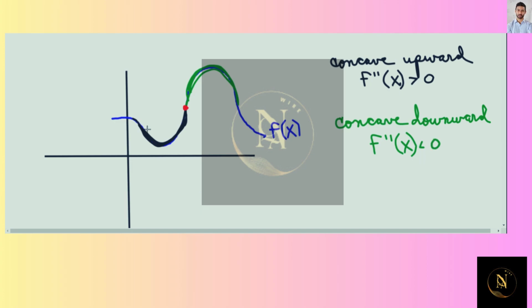So when the graph is concave upwards, the second derivative for these x values, f double prime of x, will be positive. Where the graph is concave downwards, the second derivative of the x values will be negative. So for these x values, f double prime of x is negative and the graph is concave down. For these x values, f double prime of x, the second derivative is positive, and the graph is concave upwards.